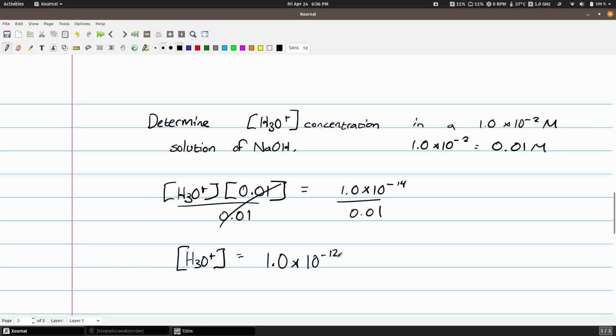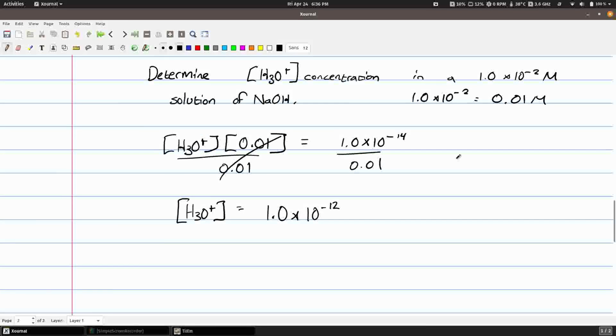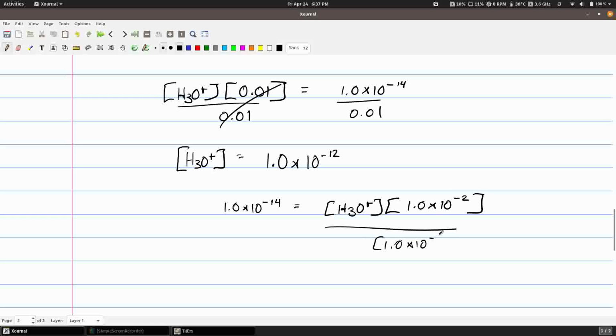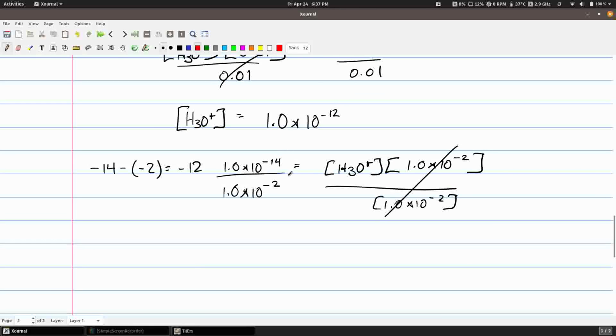You can also just use the exponential rule if you're comfortable with that. I'm going to show you how to do that real quick. Instead of using the calculator, if you have something simple like 1.0 times 10 to the negative 2, you could have 1.0 times 10 to the negative 14 equal to H3O plus times 1.0 times 10 to the negative 2. Then you divide out 1.0 times 10 to the negative 2. When you have division, your exponents subtract, so that would be equal to negative 12.